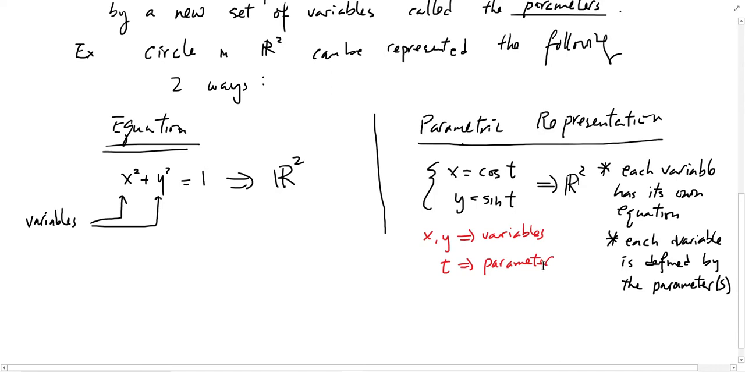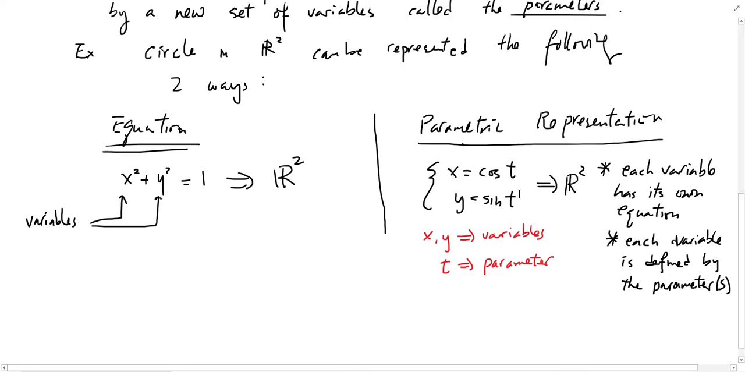So important to understand is that in parametric representation, you have variables, you have parameters, but only variables are being graphed onto a graph. Parameters actually do not get graphed onto the graph paper. They are actually working behind the scene, while x and y are what you actually see. So that's the main difference between parametric representation and equation.